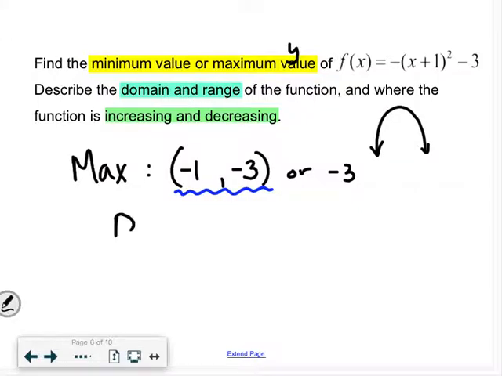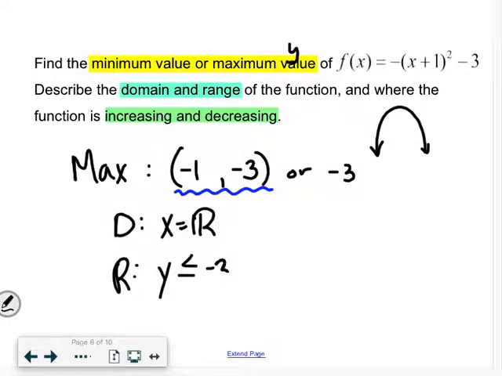Okay, domain. Ashlyn, what did you guys say? X equals all real numbers. That should be an easy one. Range. Taylor, you want to give us yours? And I'm going to change that to y, because we're talking about range, which is y, up and down. So y is less than or equal to -3. Why did you choose less than or equal to?